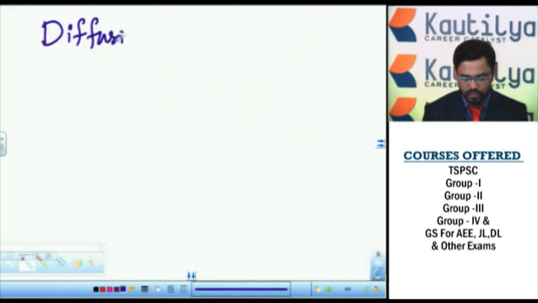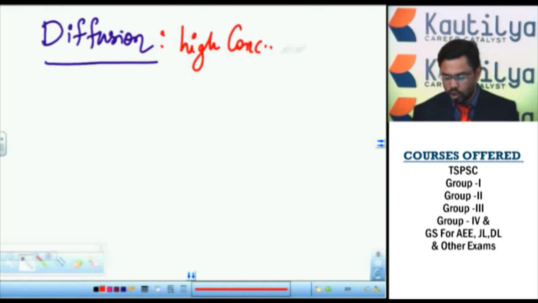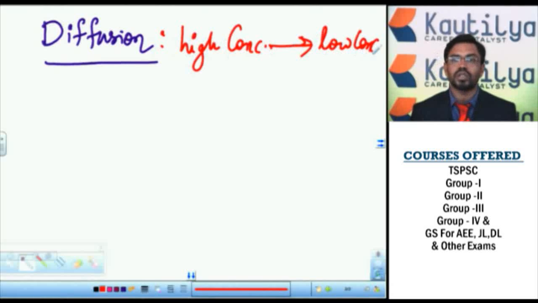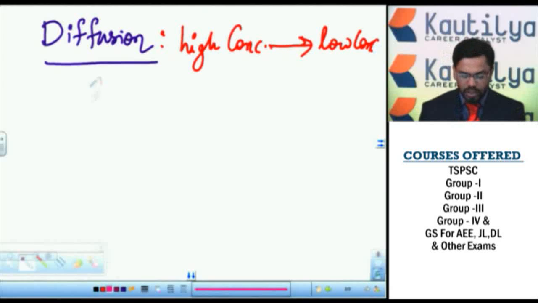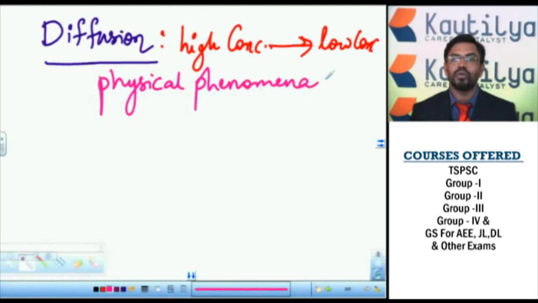Let us discuss diffusion. Diffusion means movement of substances or solute molecules from high concentration to low concentration. Movement of substances from higher concentration to lower concentration is called diffusion. This diffusion is a simple physical phenomenon.